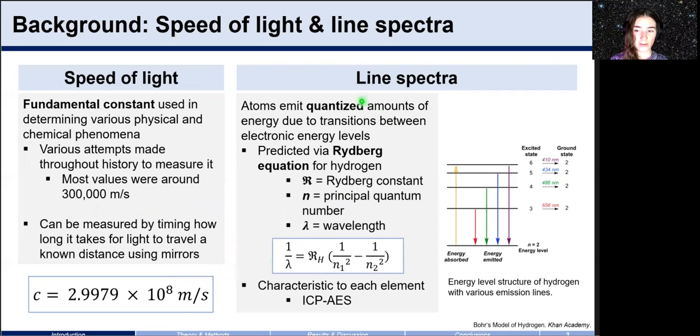As for line emission spectra, they are based on the fact that atoms have different quantized electronic energy levels shown in the figure here, and we can predict these levels using the Rydberg equation, which relates the principal quantum number and the Rydberg constant to the wavelength. And the Rydberg constant measures the strength of interaction between an electron and a proton. And these kinds of spectra are important because they're characteristic to each element, so they can help in identifying elements in a sample, for example, via the analytical technique ICP-AES.